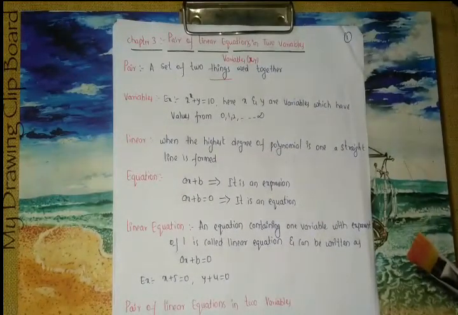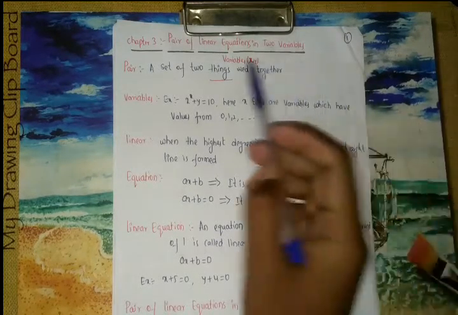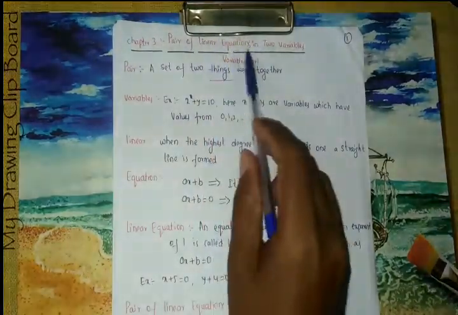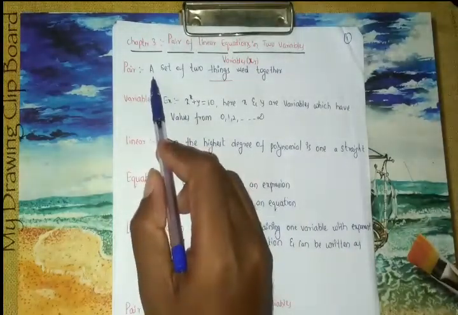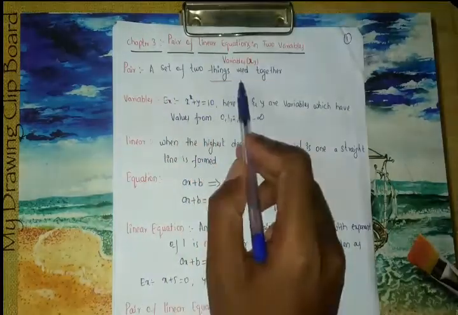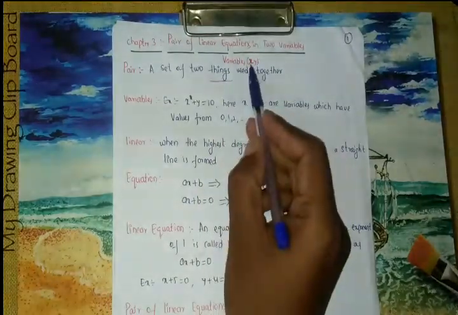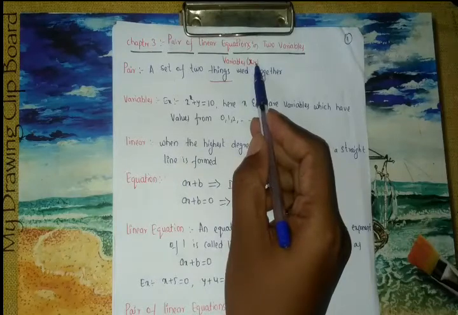In this video, we will discuss the chapter pair of linear equations in two variables. Here let us try to understand what is the meaning of pair, linear equations and variables. So a pair is a set of two things used together. Here things are nothing but the variables which we denote by the letters x and y.